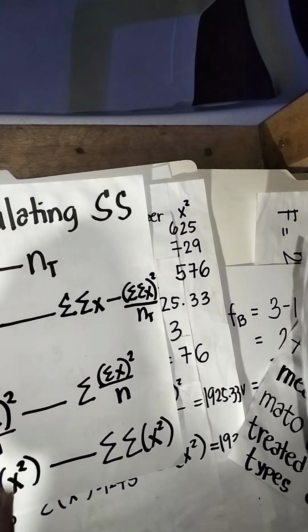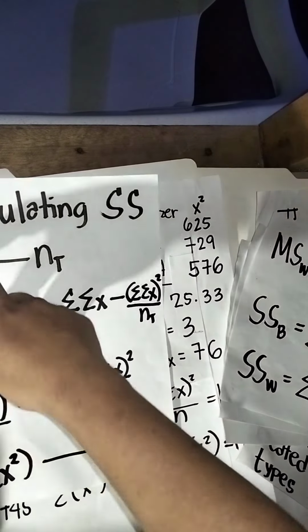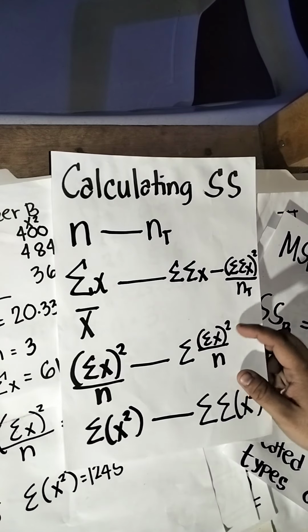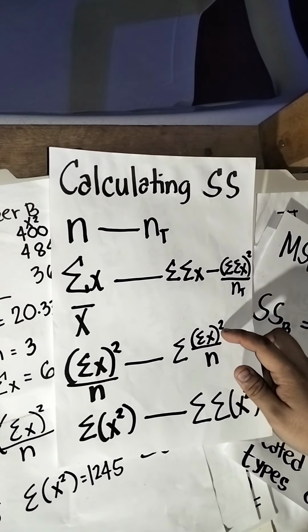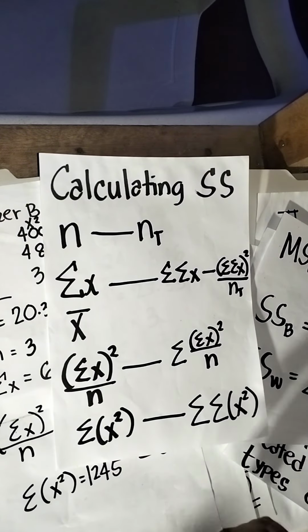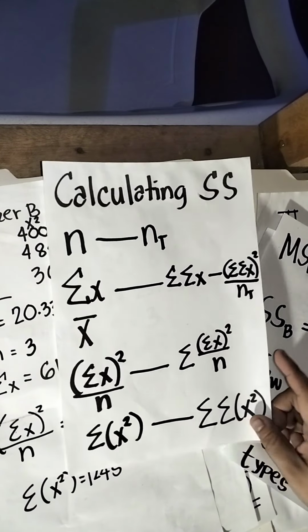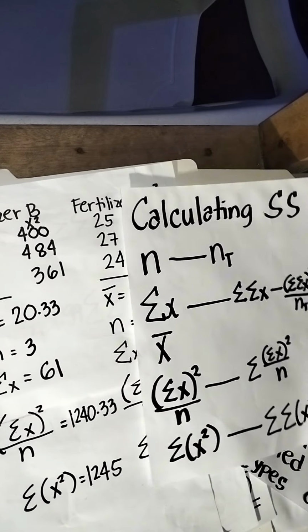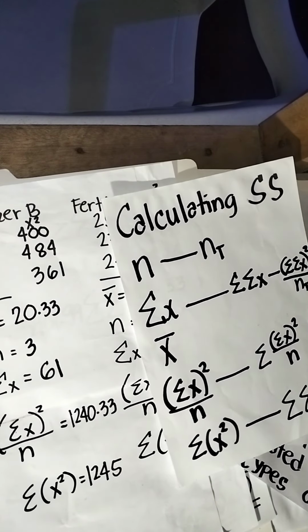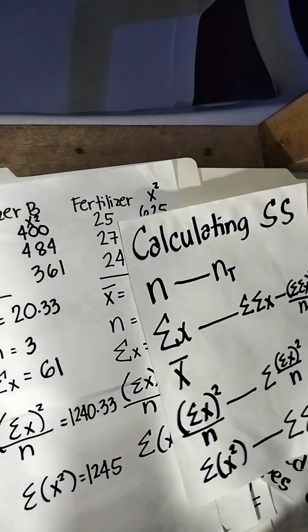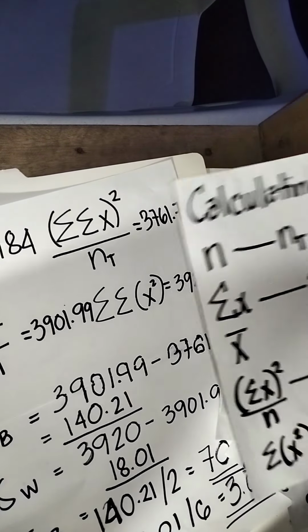Okay, now we get everything. We get the n, we get the summation of x, we get the x bar, we get the summation of x raised to the power of 2 over n, and we get the summation of x squared of all of the data that is being compared to one another. So, what data are we comparing? We compare fertilizer A, fertilizer B, and fertilizer C.